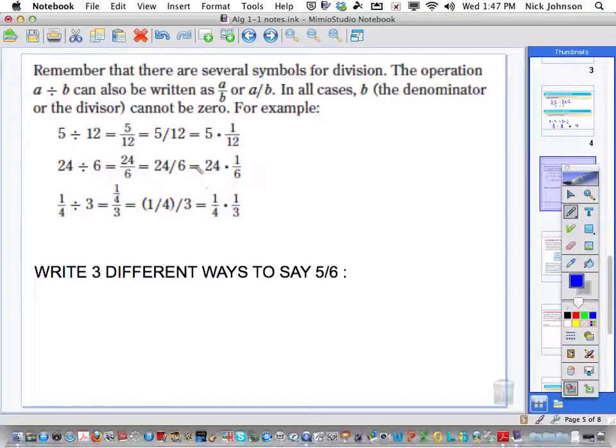Here are 2 other examples. I threw this in here. Write 3 different ways to say 5 backslash 6. Well, I can write it as 5 divided by 6. I can write it as 5 over 6. And I can also write it as 5 times 1 over 6. All these things say the same thing.